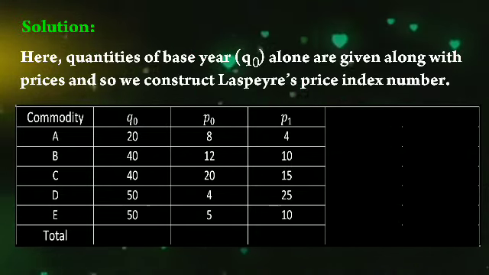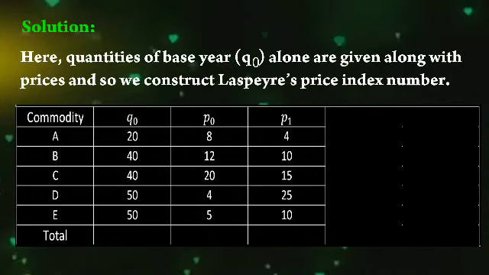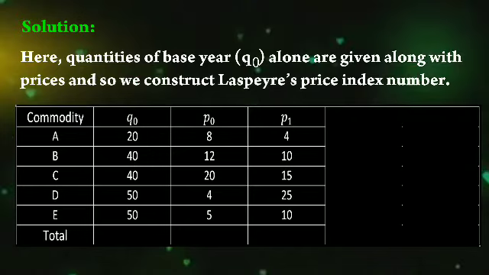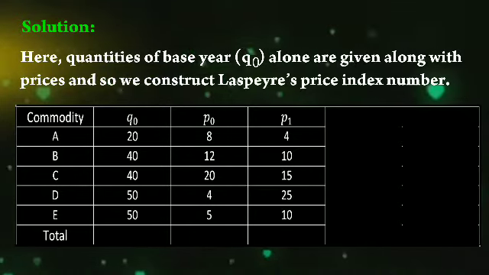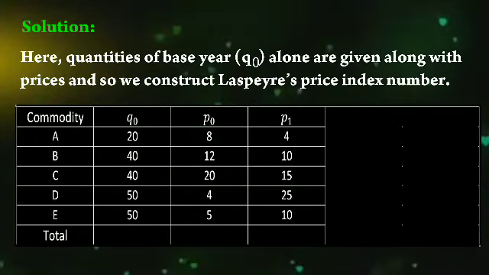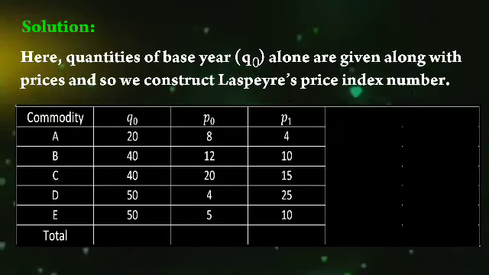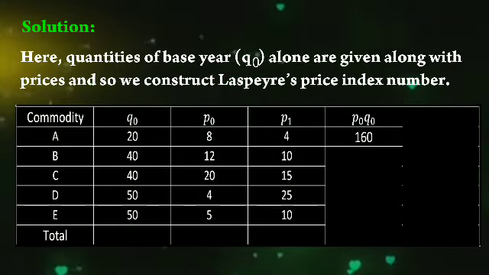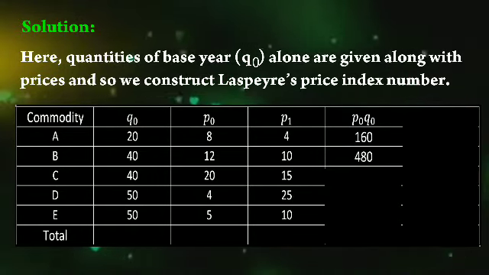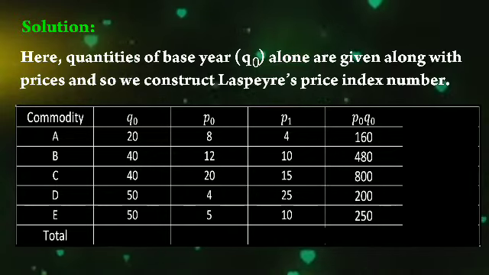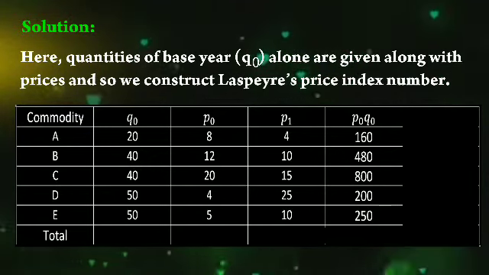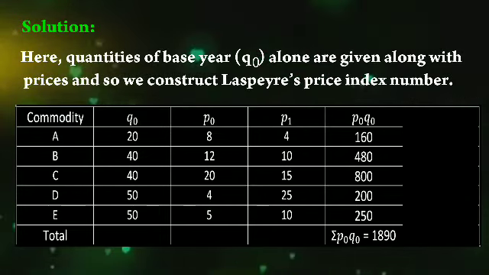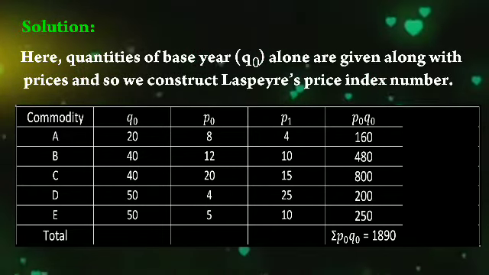So include two more columns, write the variable name. For the next column, P naught Q naught, and last column P1 Q naught, and find the values. First value, P naught is 8 and Q naught is 20. 8 into 20, which is 160. Second value, 12 into 40, which is 480. Similarly, compute the other three values and find the sum total of that column. Sigma P naught Q naught equal to 1890, that is 1890.